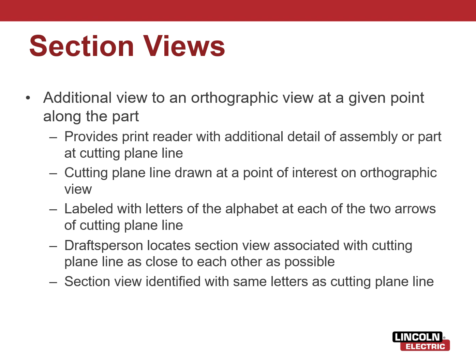And we've got our section views. So remember our section lines. It's what gives us the cutting plane view. Section views are additional views to an orthographic view at a given point along the part. Okay, so it'll make more sense when we show you the drawing in the next slide. This provides the print reader with additional detail of the assembly or parts at the cutting plane line. The cutting plane line is drawn at a point of interest.